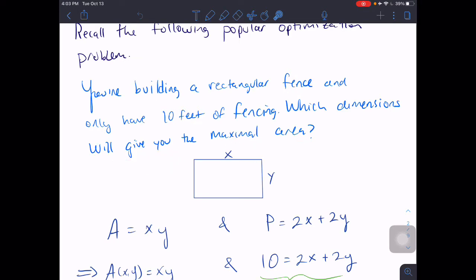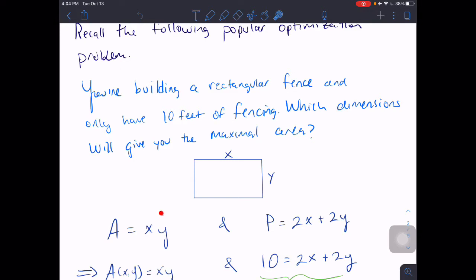You can make a rectangle that's very skinny vertically, or it could be very boxy, but you're only allowed to have 10 feet of fencing. In terms of this geometric object, that will correspond to the perimeter. And the question is asking us which dimensions. If we make x this dimension and y this dimension, we want to find the dimensions x and y that will make the area of this rectangle maximal, okay?